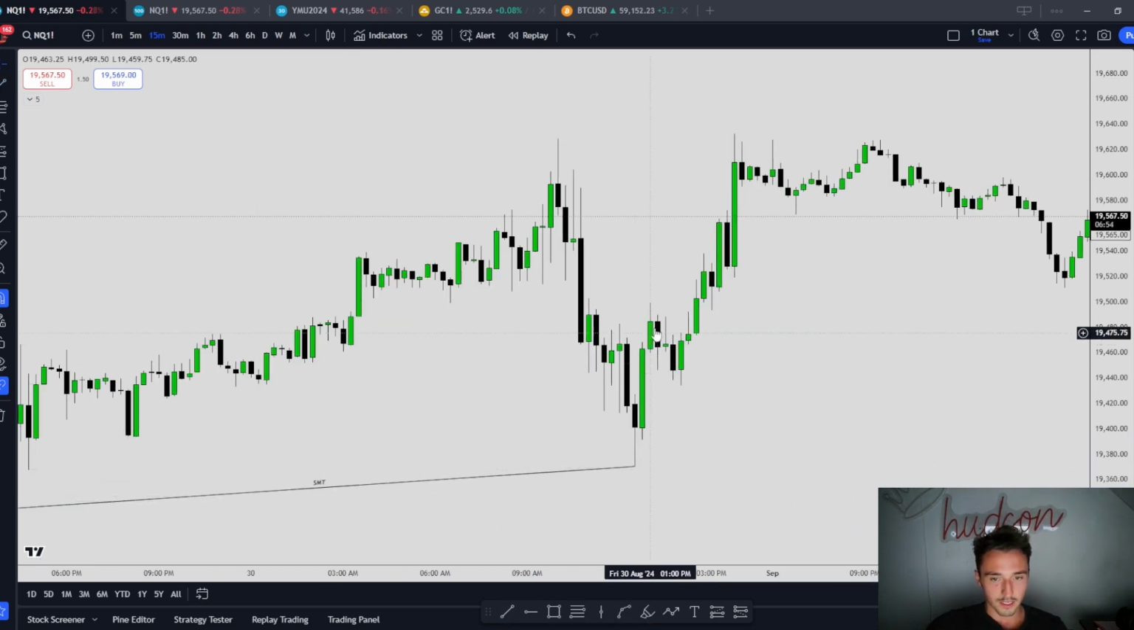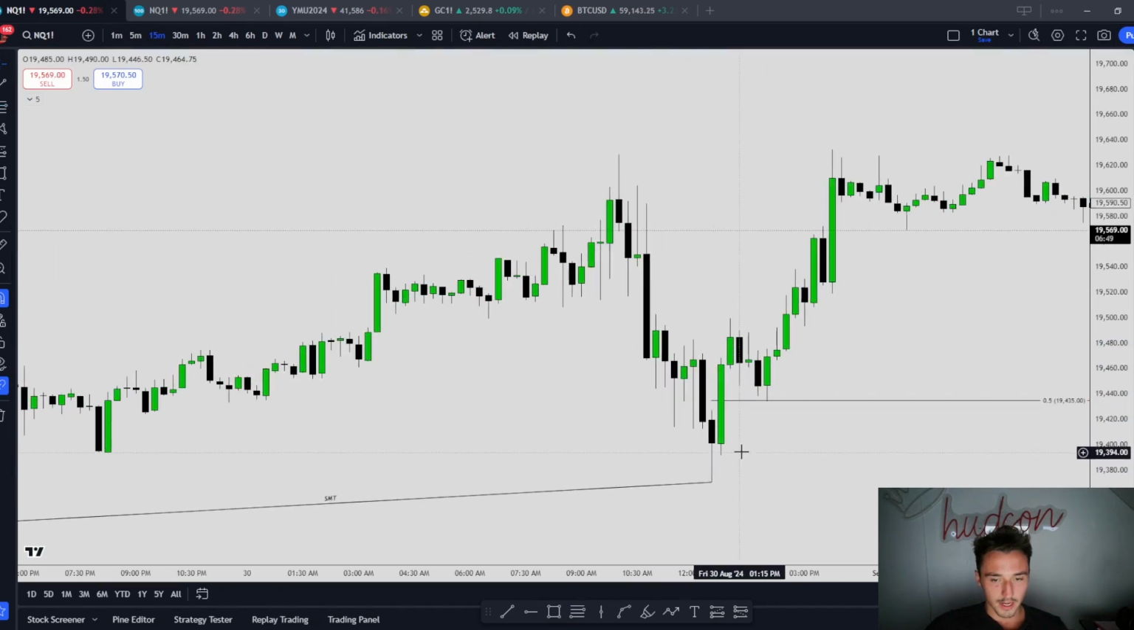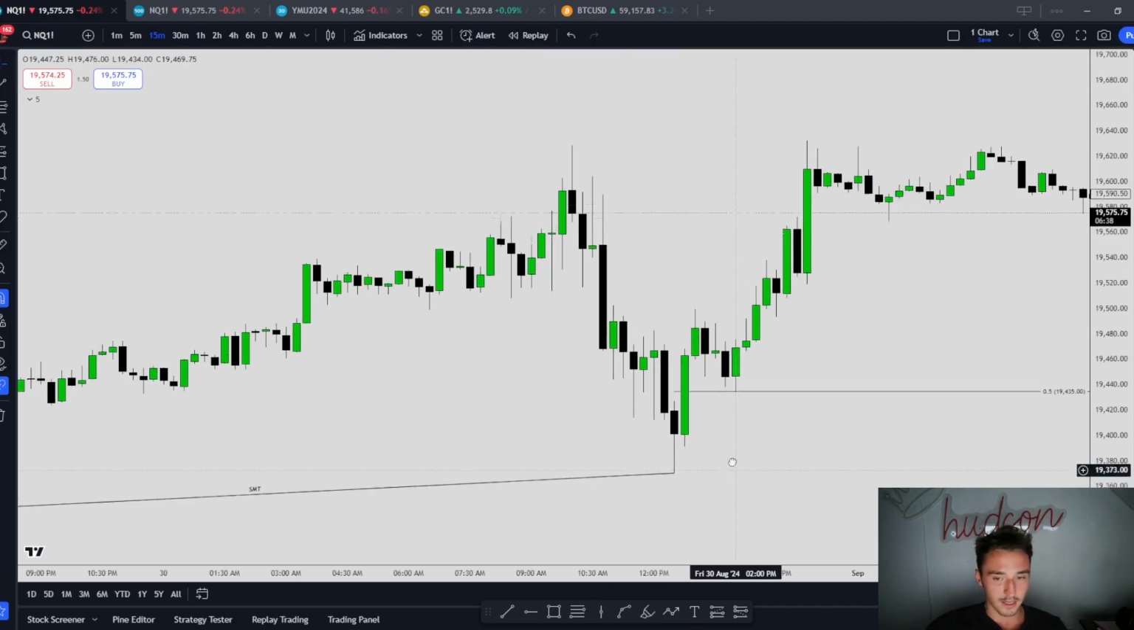What happens here? Displacement up. What happens? Check it. Come down. Notice we don't displace out of this fair value gap. Try to move higher. Come down one more time. Hit discount to the tick. Go take buy side, right?